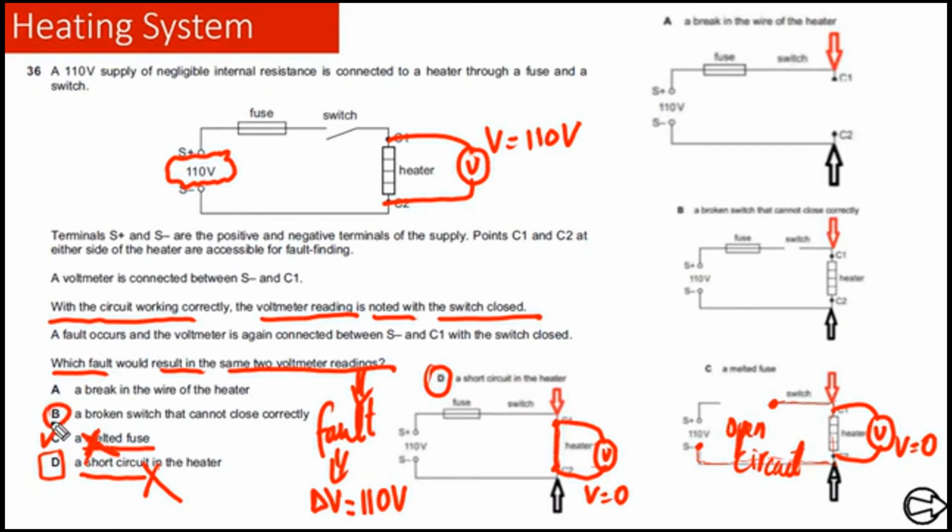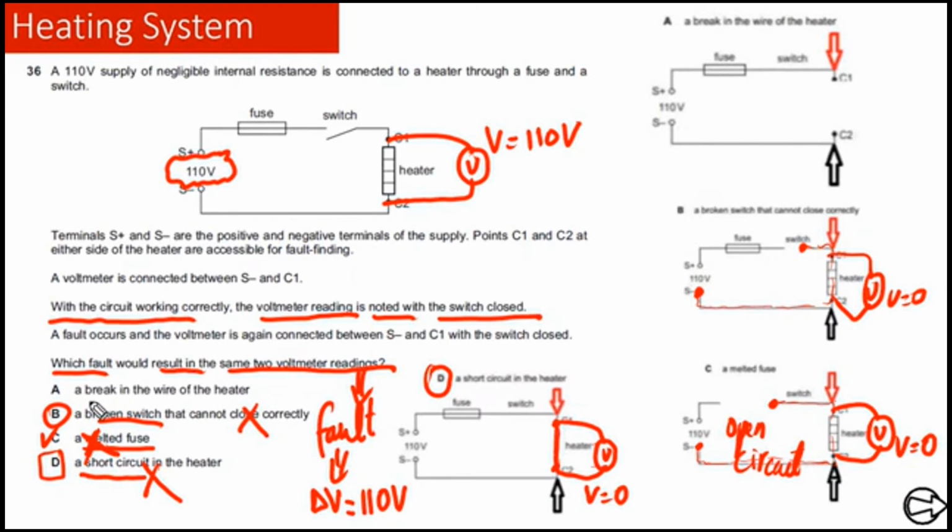If we go to B now, for option B it is given broken switch. The switch is broken. So again, if we take this point and this point, the potential here will be the same, and so in this case, if we attach a voltmeter between C1 and C2, again the reading will be equal to 0. So this is also not our answer.